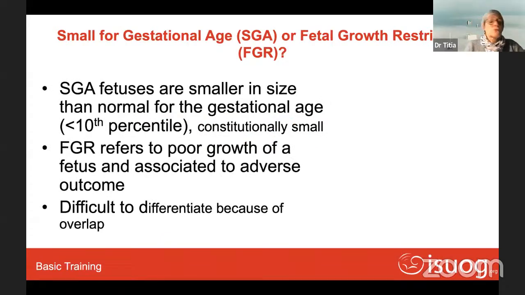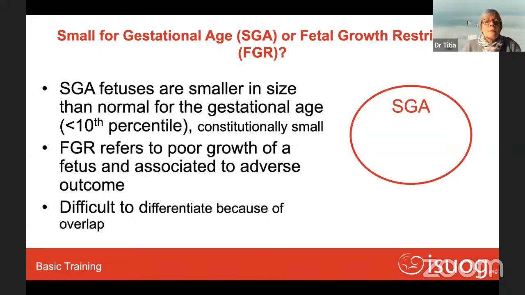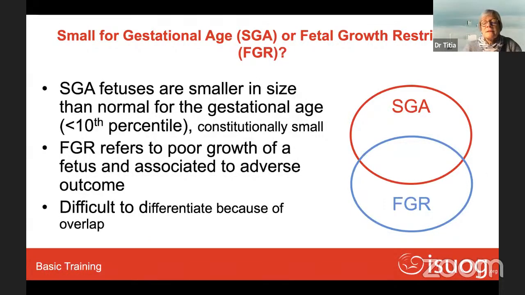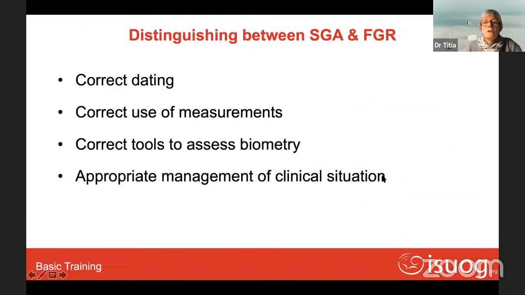Now, we come to small for gestational age and fetal growth restriction. There is a difference. And what is the difference? Small for gestational age is below the 10th centile, but is actually constitutionally small and is a healthy infant. Quite a big difference with a fetal growth restriction, which refers to poor growth of the fetus. This fetus could have attained better growth, and there is a high risk of adverse outcome. It is difficult to distinguish between the two because there is an overlapping area between the two. And how are you going to distinguish between those two?